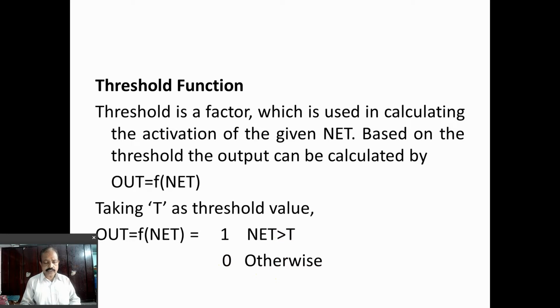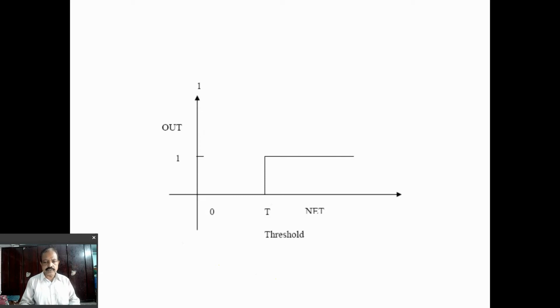So this threshold is not a fixed one. Say some university fixes 50 as the pass mark. At that time the threshold will be 50, t is equal to 50. So like that, it depends on the applications, we can make it.